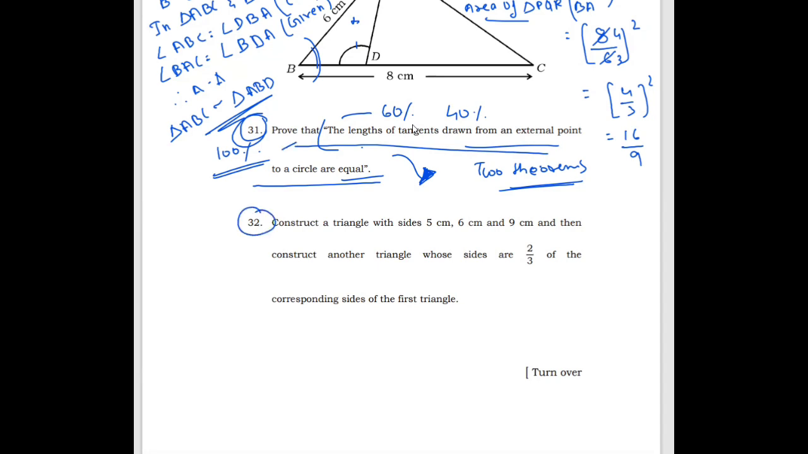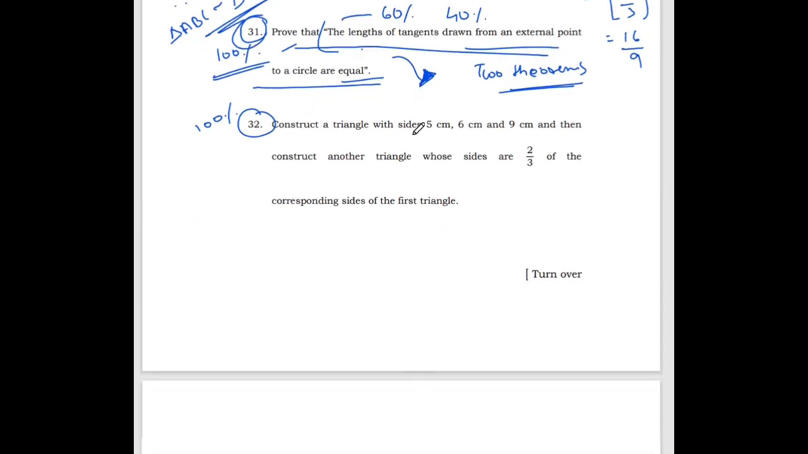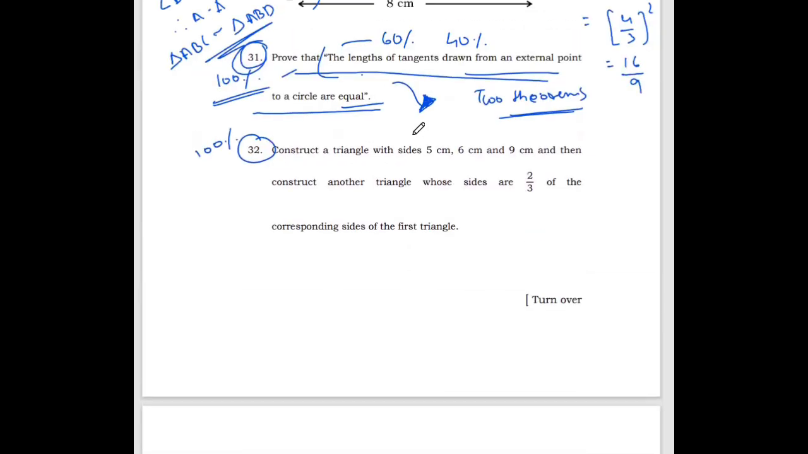Next 32 question, it's again a 100% question. This is based on the triangles. So the first thing when you see this question in triangles is you first see the question: 5, 6 and 9 and the ratio 2/3. Now what is the difference between 2/3 and 3/2? Can anybody tell me? Can anybody think?